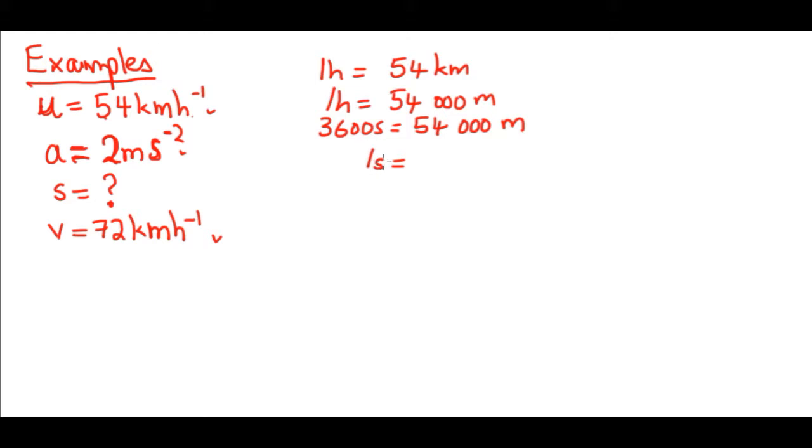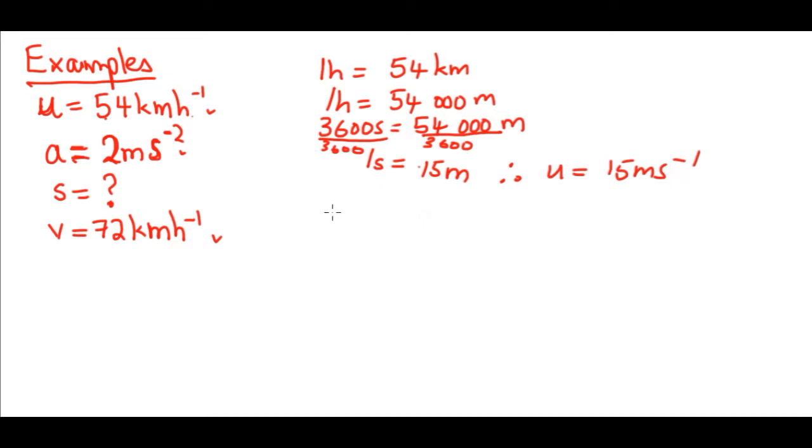How did I get 1 on the left hand side? I divided by 3,600. That's how I got 1 on this side. But what I do on the left hand side, I also have to do on the right hand side. So on the right hand side I also divide by 3,600. When you do that, the left hand side becomes 1 second, and the right hand side becomes 15 meters. So in one second I'm moving 15 meters. So my U is actually 15 meters per second.